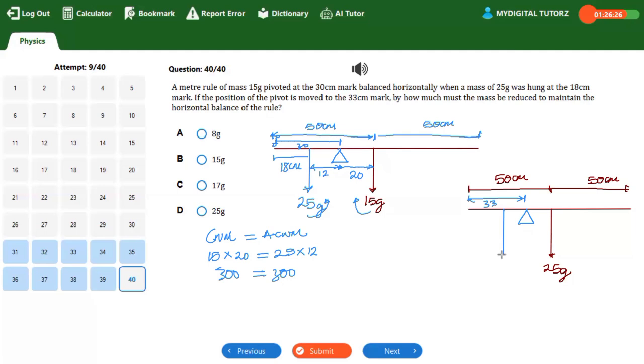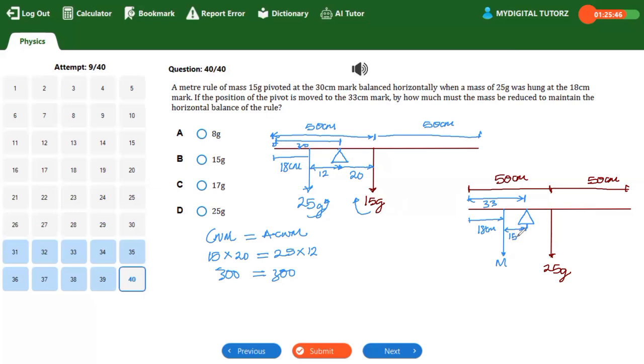So we position it still at the same distance, but the only thing that changes is the position of the pivot, right? If you do the practical, you understand what we are talking about here. It's still at the 18 centimeter. So here's our mass M that we don't know. What will be the distance from here to this point? If from here to here is 33 and from here to here is 18, that will be 33 minus 18. That will give us 15.